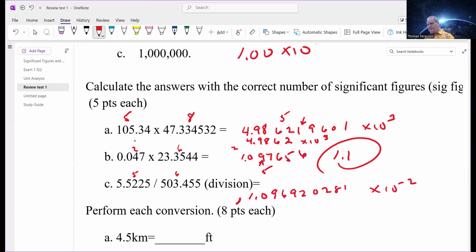Okay, so we're looking at 5 sig figs. We go to the 6th place, which is a 2, which means we drop everything. Okay, so that's kind of dry lab 1 stuff.